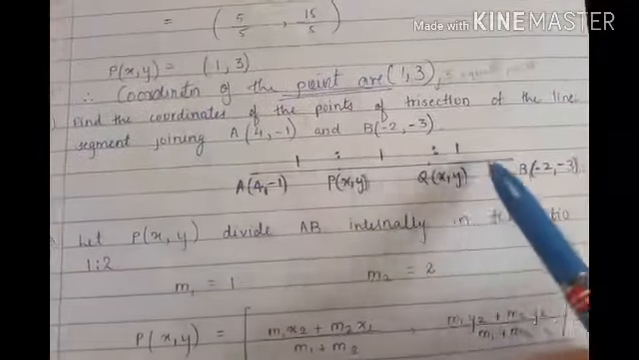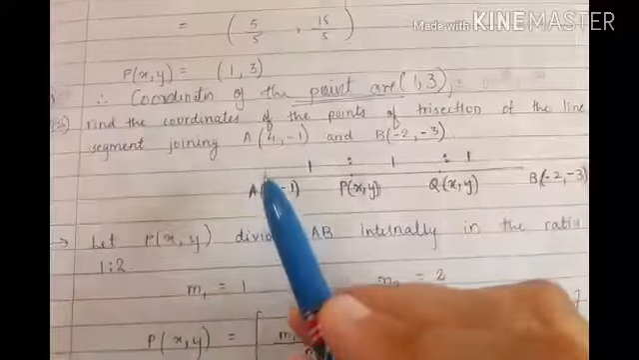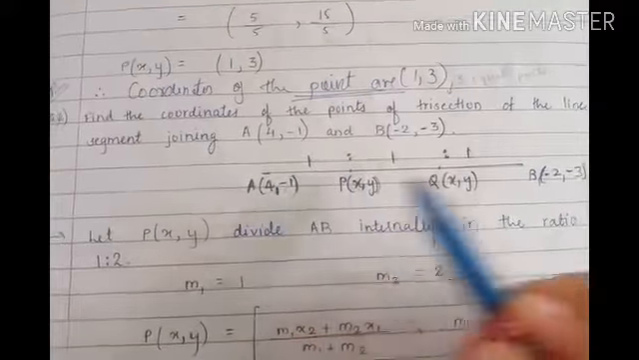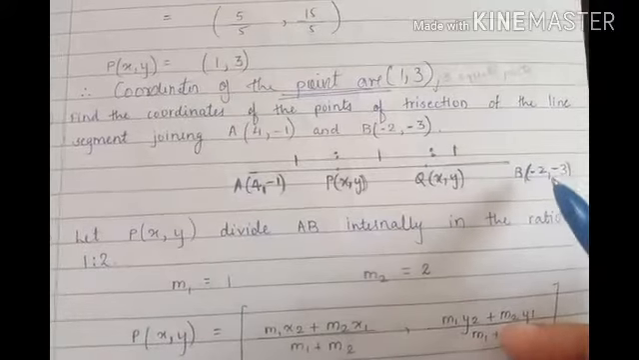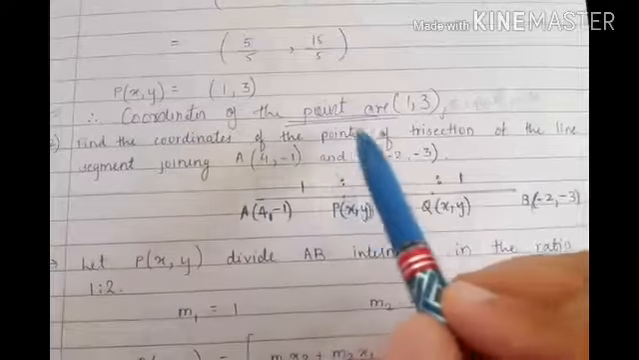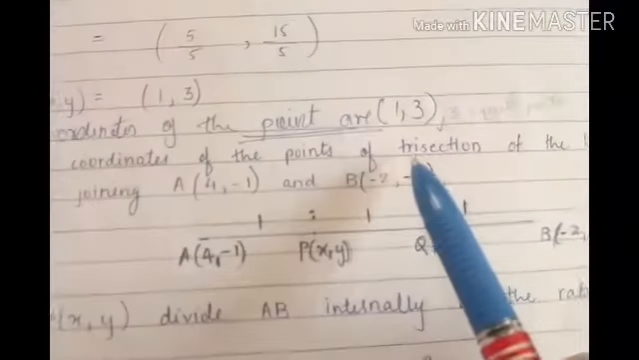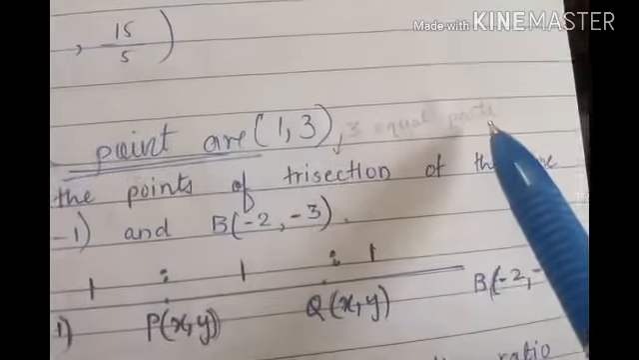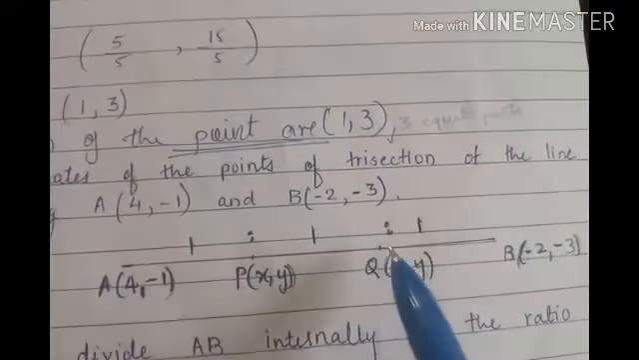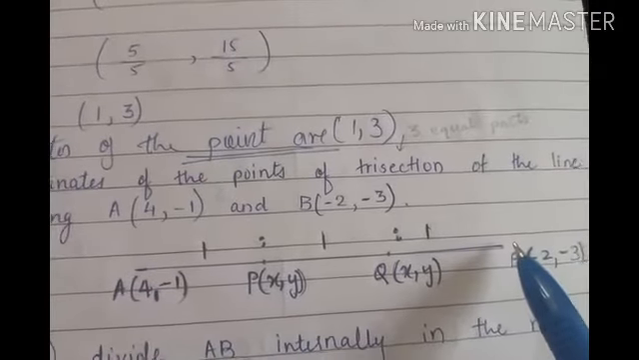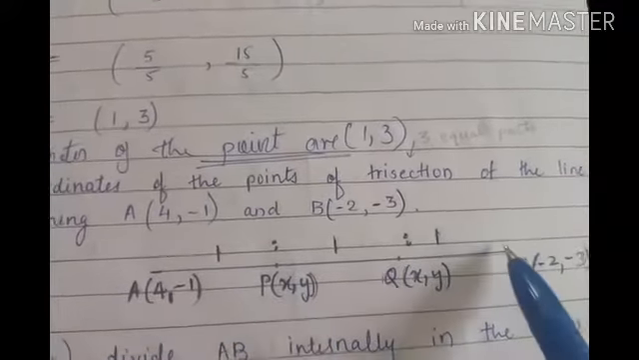So there is a line segment AB. Forget about all this, you just focus on AB. The coordinates of A are (4, -1) and coordinates of B are (-2, -3). What we have to find? The coordinates of the points of trisection. What do you mean by trisection? Trisection means three equal parts. So there are 2 points P and Q which divide this line segment into 3 equal parts.